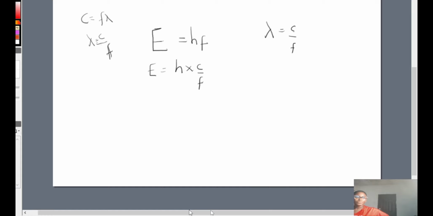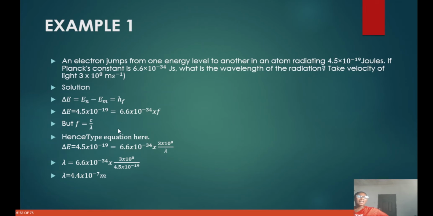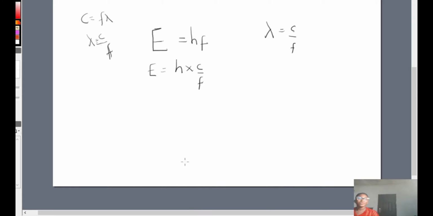So we have it here now that our f is equal to c over lambda. We can put that in, representing the f. We have E is equal to hf, so our f is equal to c over lambda. So we can put it there now. Our E can also be equal to hc over lambda.